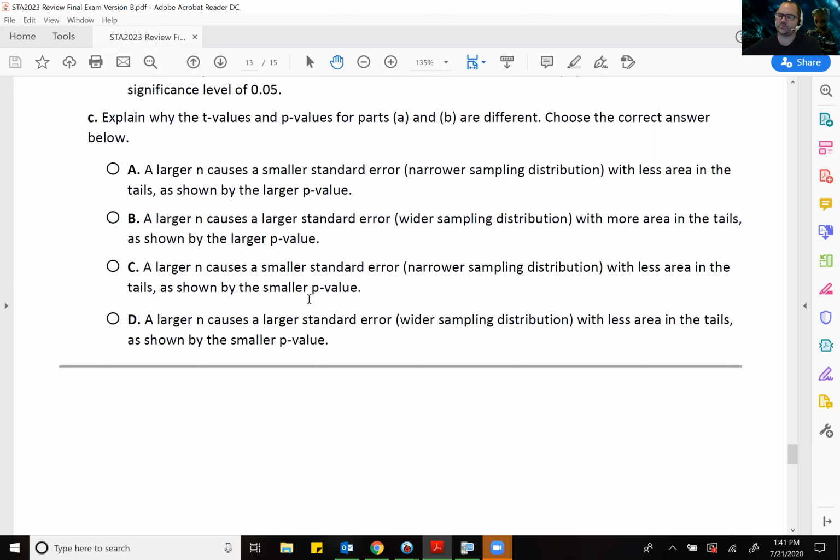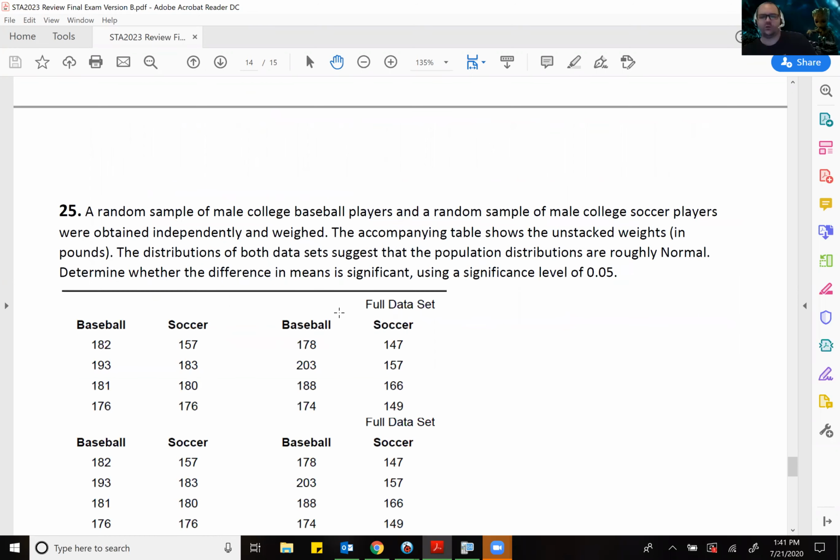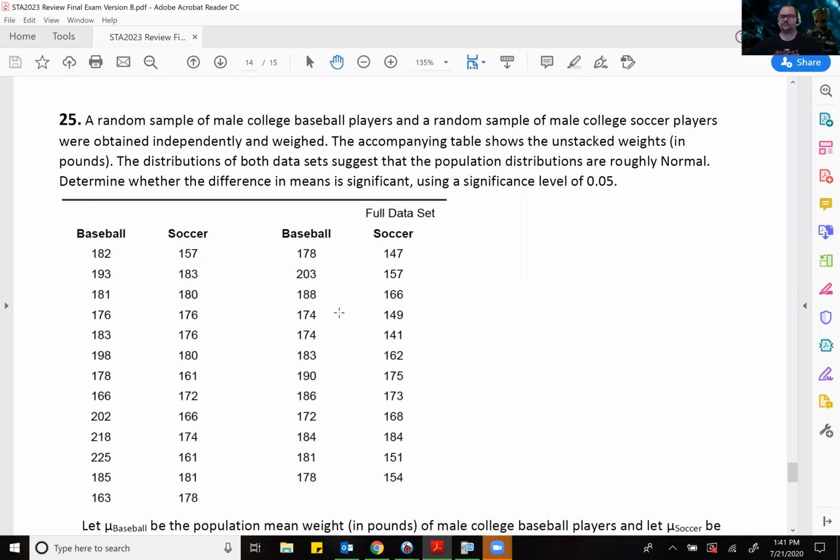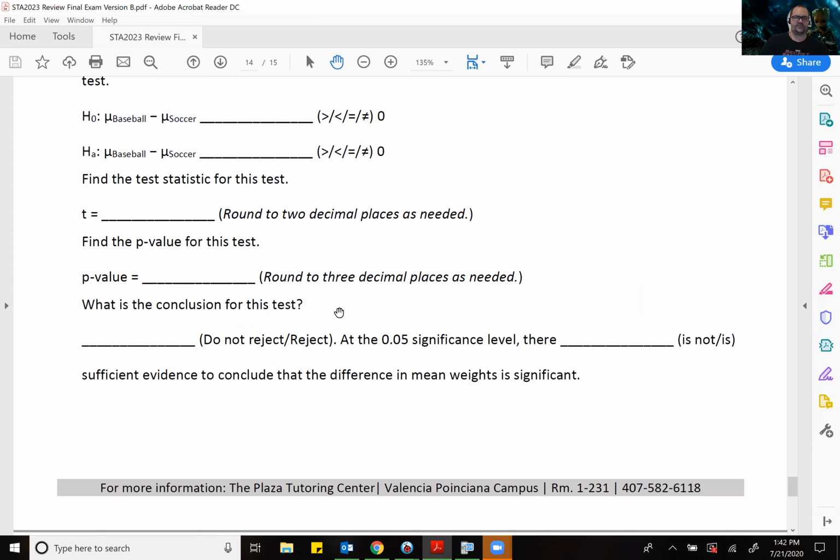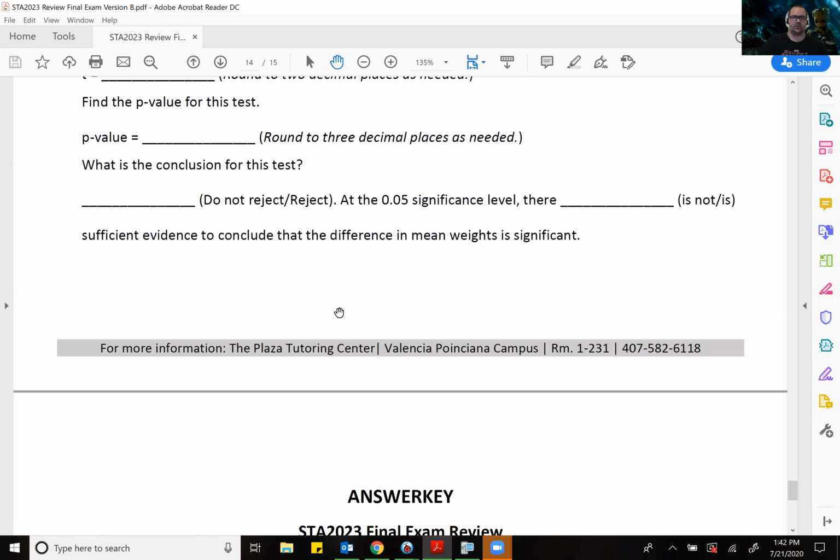Last question, number 25, and we did it. We survived. Number 25 is coming from 9.5, and it is a 2-sample hypothesis test. So all we got to do is answer these questions and we're good to go.